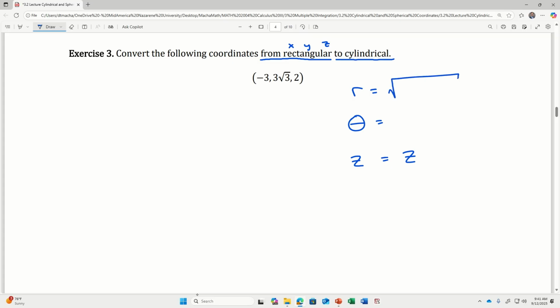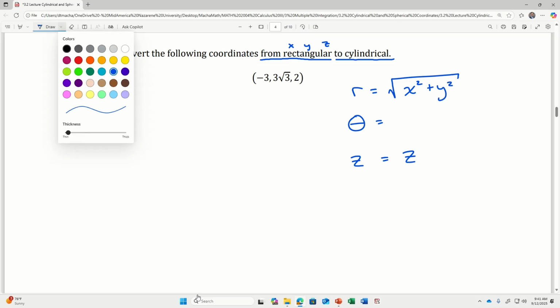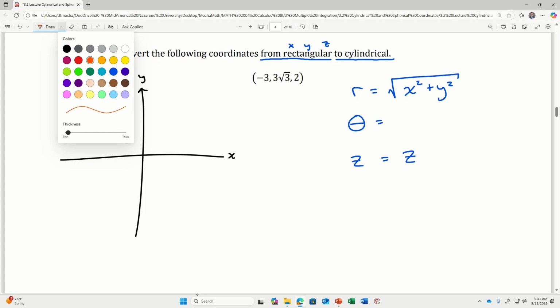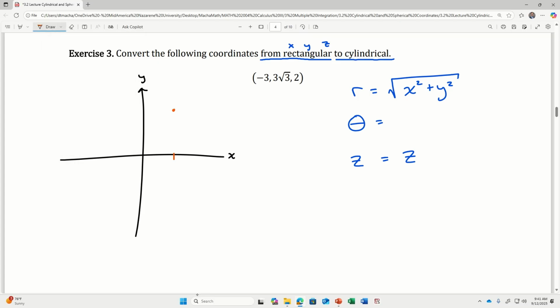r is found with the Pythagorean theorem, right? Because if this is the xy plane, imagine we're looking down the z-axis, and I've got this point, it's got some x coordinate and some y coordinate. I can draw a right triangle, and then this hypotenuse, the distance from the z-axis, would be r. And so that's just the Pythagorean theorem.